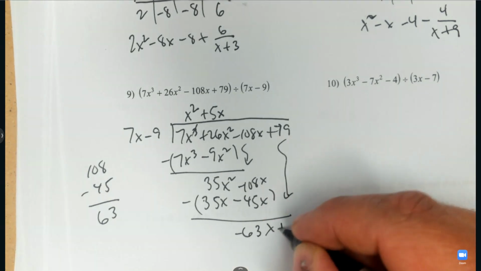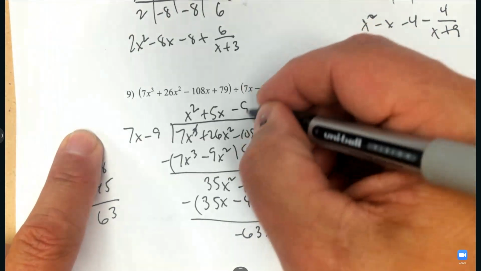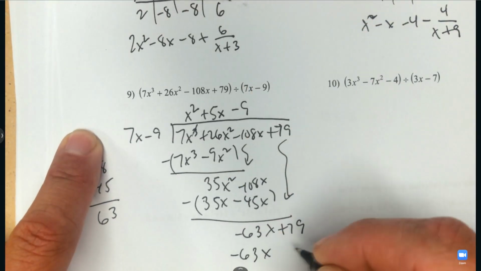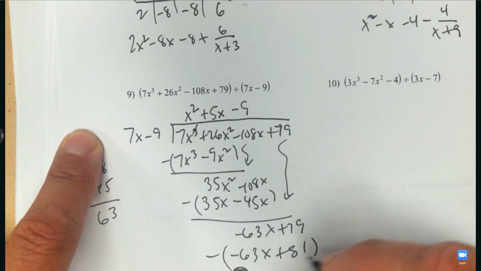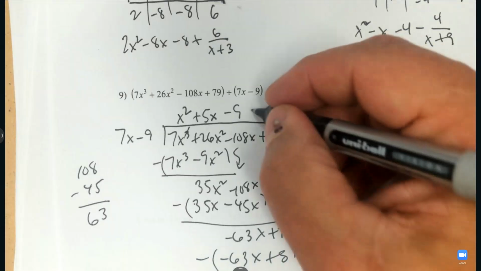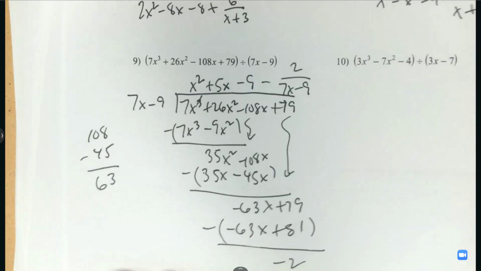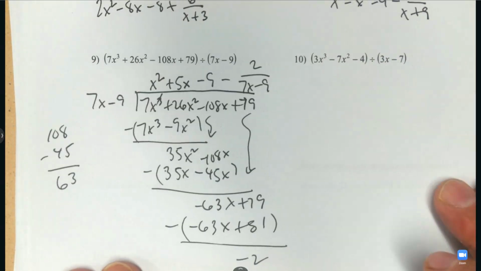Bring down the last term, which is 79. Divide. That's negative 9. Multiply. And then subtract. Remainder. Remember, your remainder is written as a fraction over the divisor. And you have your answer.